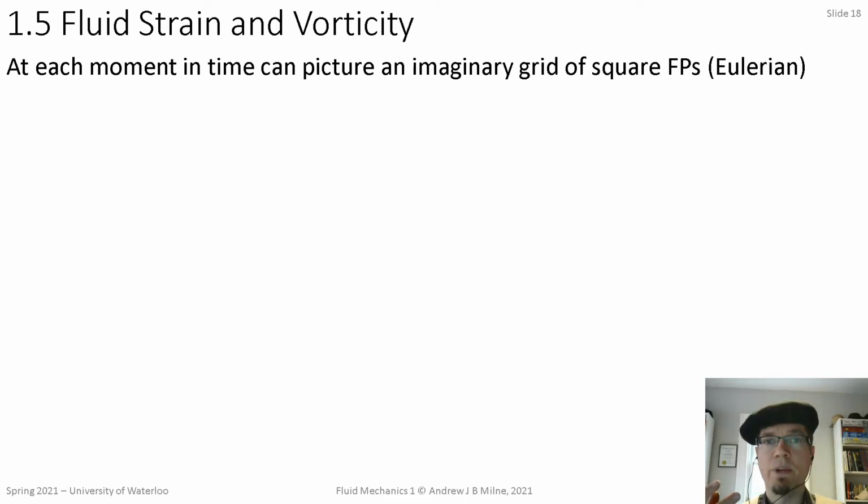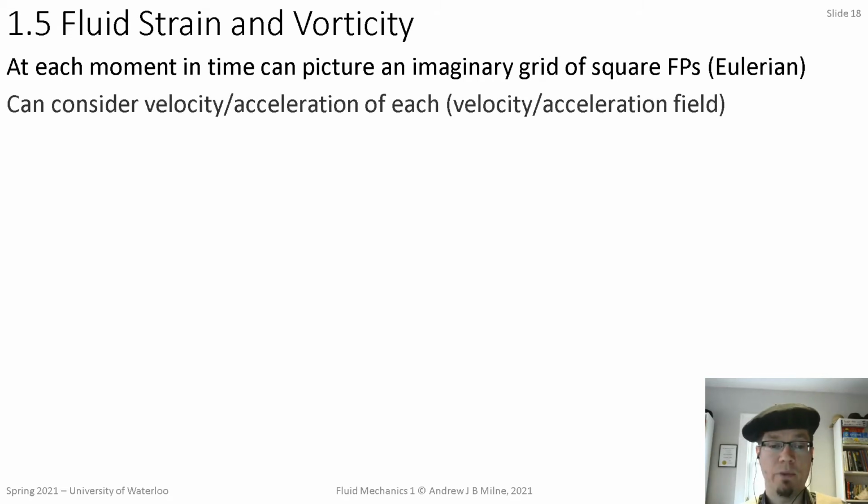Three more things that we need to understand or think about in the velocity field before we can get into how the forces affect fluid flow. And to remind you, at each moment in time, we can picture an imaginary grid of squares of fluid parcels in any velocity field. That's the Eulerian perspective, and we can consider and have considered the velocity and the acceleration of each one of those squares.